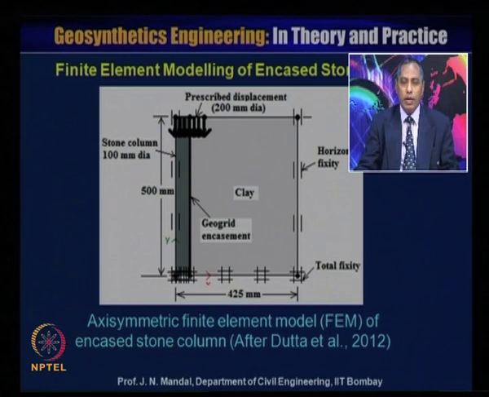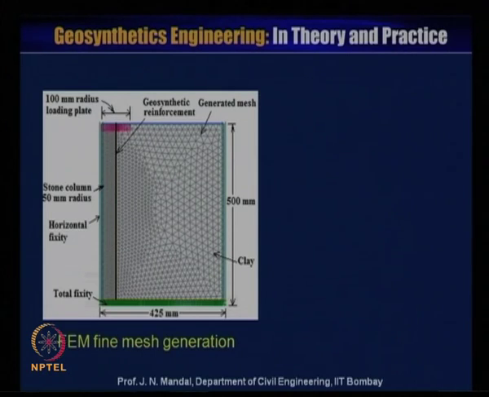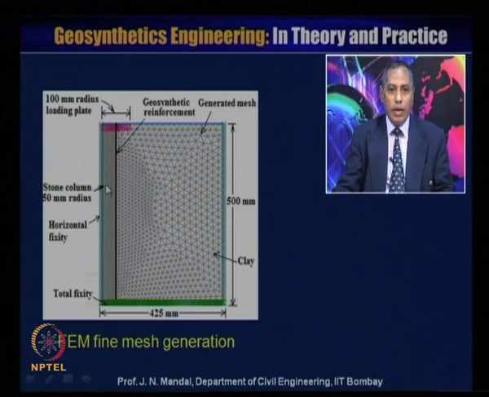This is after Datta et al. 2012. Now, this is the finite element mesh generation. This is the reinforcement. This is the generated mesh. And here the stone column is 50 millimeter radius, and here is the horizontal fixity. This is the 100 millimeter radius loading plate, and this is the clay. So this is how the fine finite element mesh is generated.